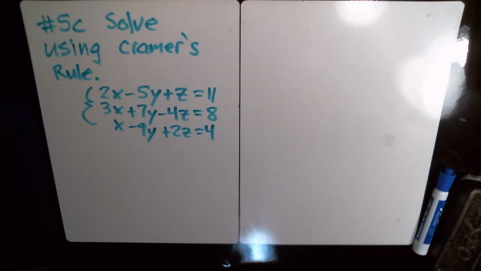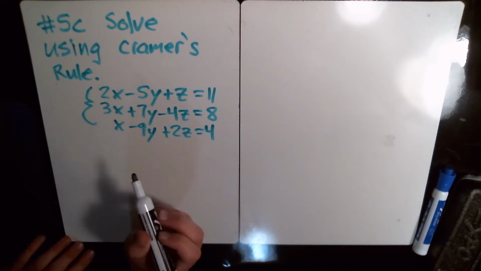Okay, welcome back. This is going to be the last video that I do here about Chapter 6, just doing Cramer's Rule. I'm going to do number 5C, and I'm actually not going to do the whole thing because Cramer's Rule can take a long time. I'll maybe do two of the variables, like x and y. I don't really want to do all three because it'll take too long.